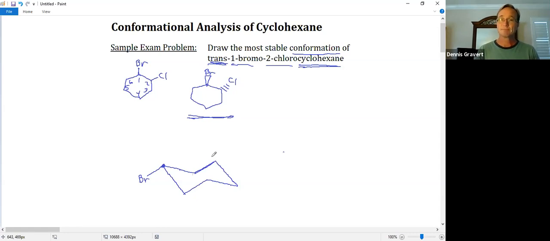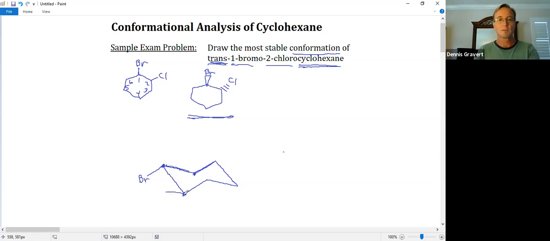Where's 2? You get to pick when drawing, so you can call this carbon number 2 or this one number 2. Your choice. For me, I'm picking this one. There's more room. It'd be easier to draw. Carbon 2 here is down in a valley, so the axial bond's pointing down. That means the equatorial bond is going to be pointing up. It has to be parallel to this line.